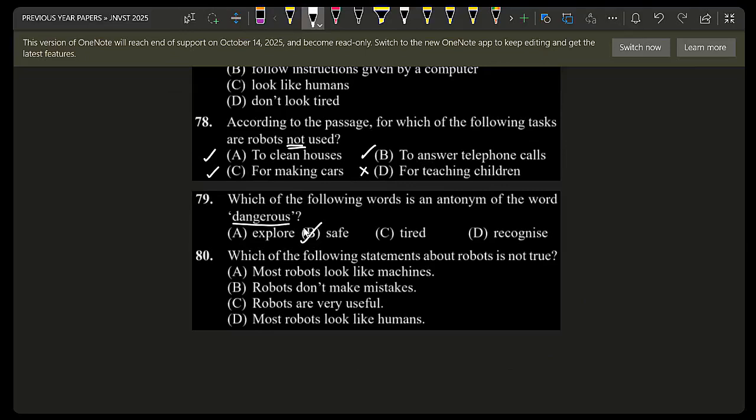80. Which of the following statements about robots is not true? So we want the false statement. Most robots look like machines. Yes, this is true. Only a few robots look like humans. Next, robots don't make mistakes. Yes, this is true. Robots are very useful. Absolutely true. Most robots look like humans. No, only a few robots look like humans. So we want the wrong option, that is not true. So we can go for option D.